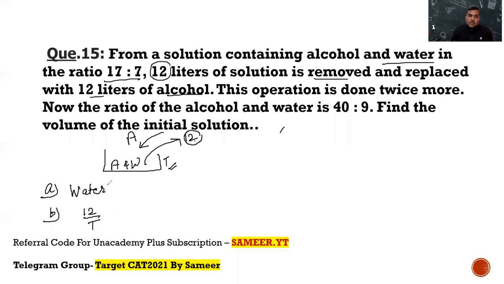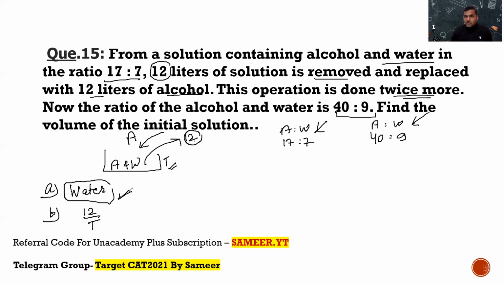Now concentrate on the water part. Initially, alcohol and water is 17:7. And after doing this operation twice more, that means in total you're doing the operation 3 times, the alcohol and water ratio is 40:9. Just concentrate on the water part, because this is what will be getting decreased successively. So water is 7 by 24. And finally, the water is 9 by 49.